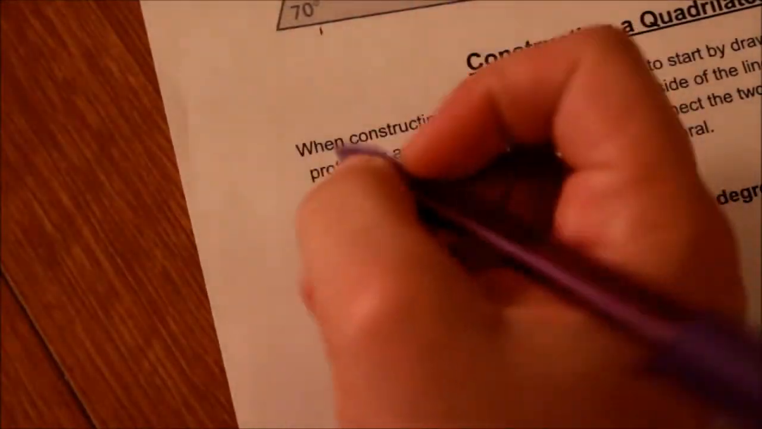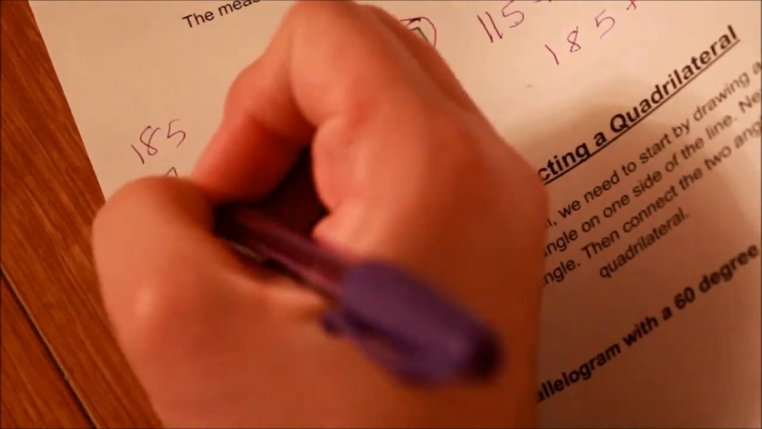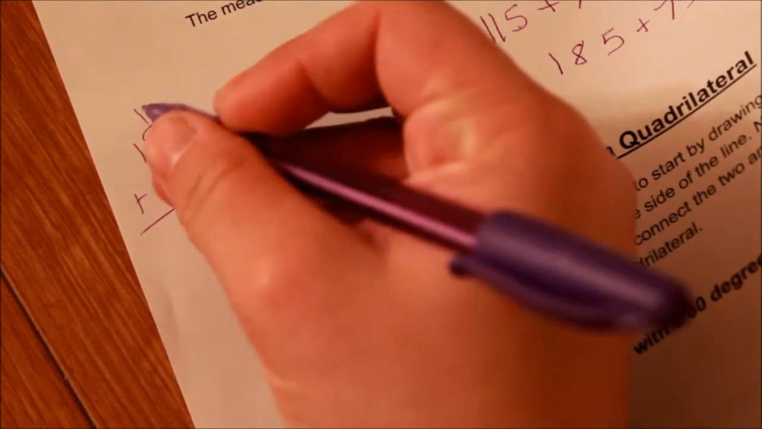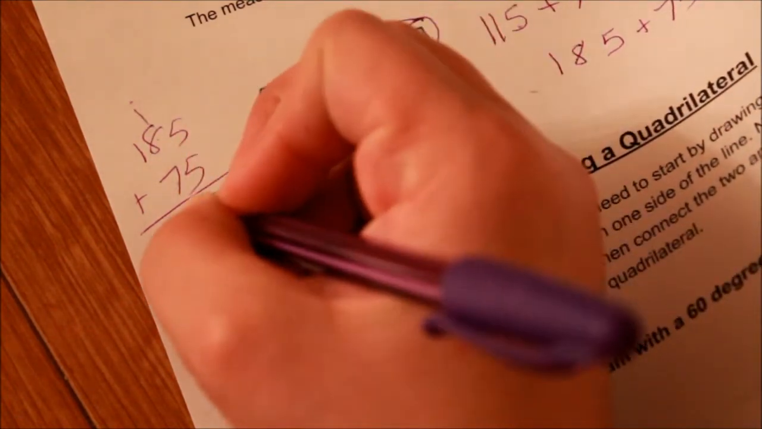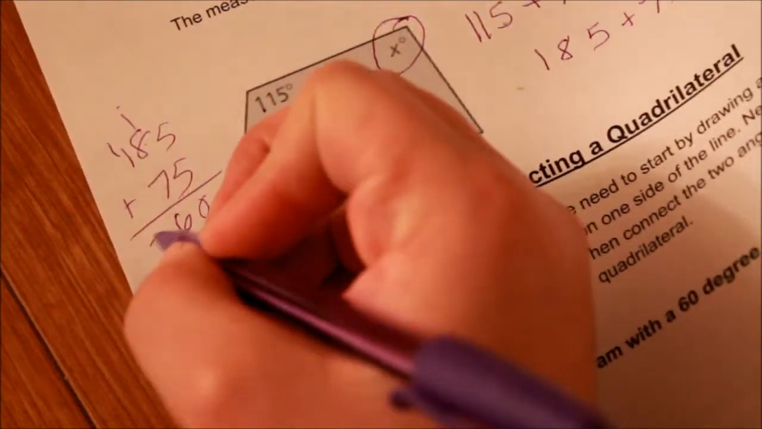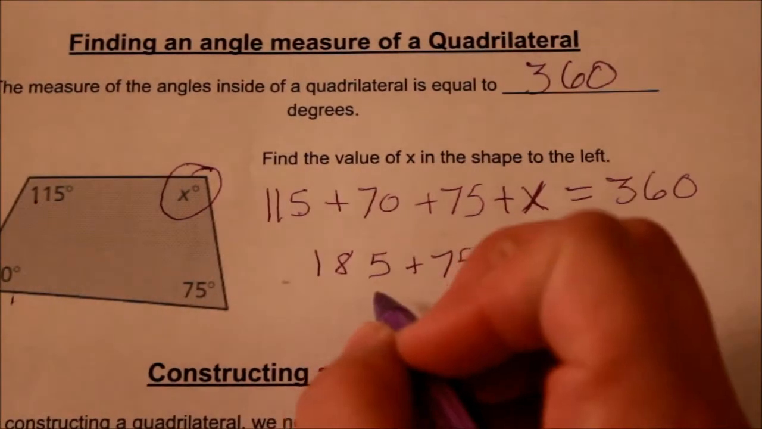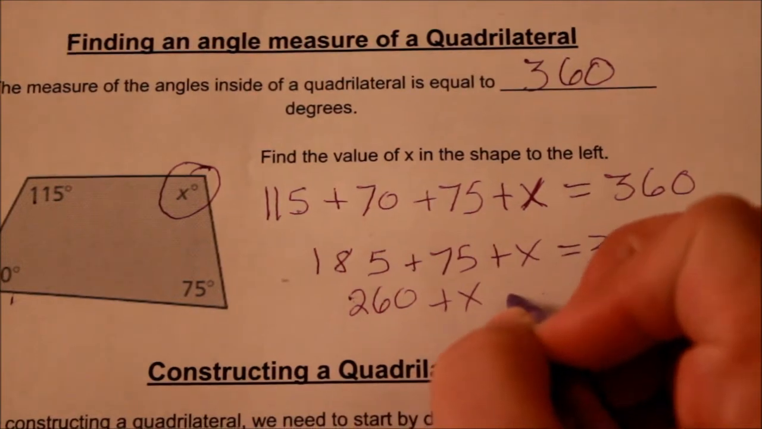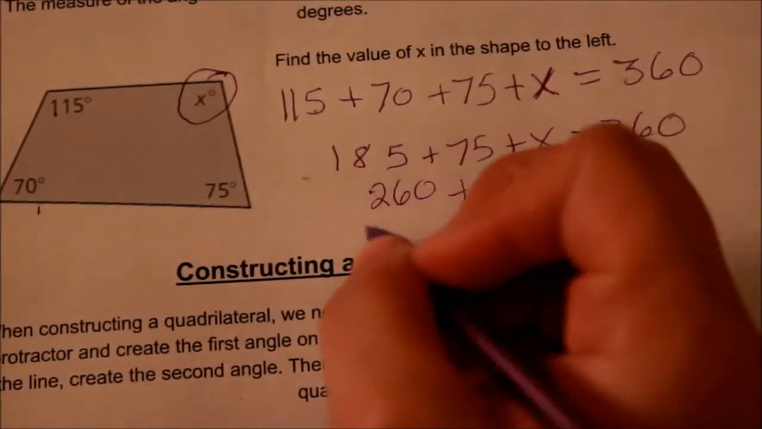So now over here, off to the side, I'm going to do 185 plus 75. 5 and 5 is 10, 0, carry my 1, regroup my 1. 8 plus 7 plus 1 is 16. Regroup, 260. So now over here, 260 plus x. Do not drop your x. Don't lose your variable. It's important to hold it through all the way.